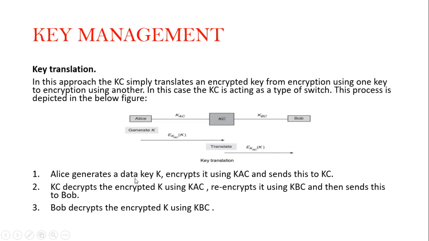Alice generates a data key K, encrypts it using KAC, and sends this to KC. Similarly, KC decrypts the encrypted K using KAC, re-encrypts it using KBC, and then sends this to Bob. That is how KC acts as a switch here. Bob decrypts the encrypted K using KBC. So this is exactly how we translate the key securely. That is the first concept, key translation.